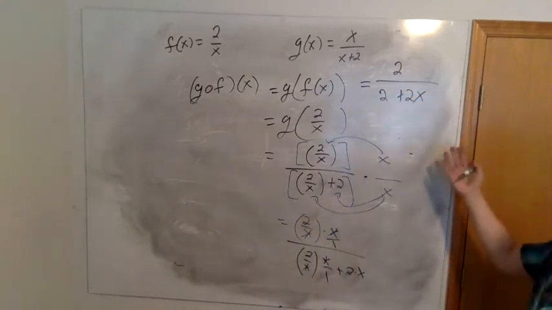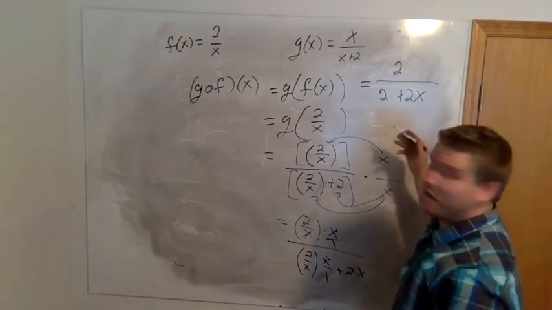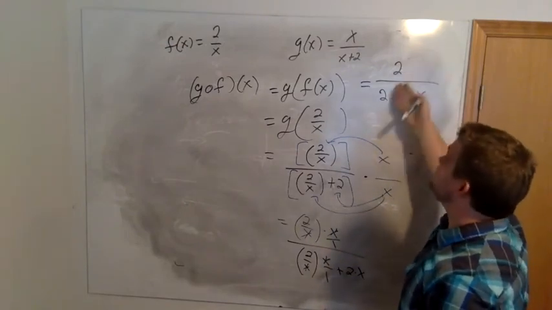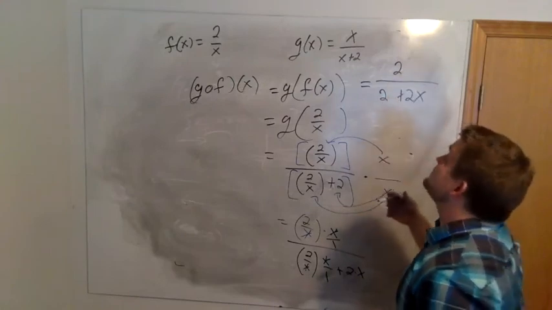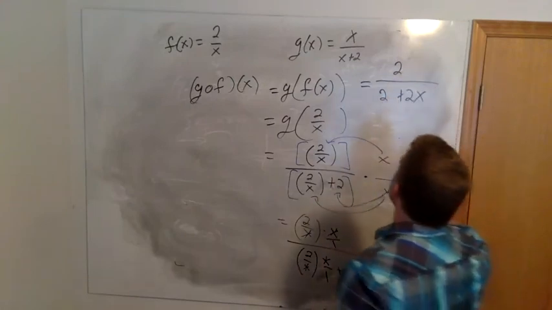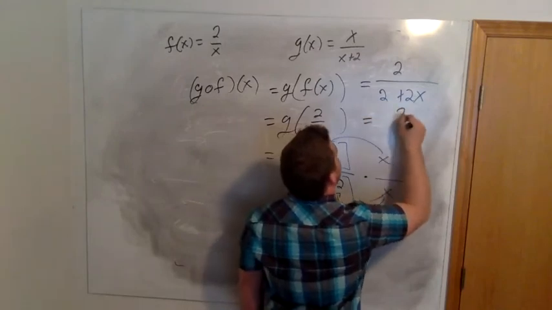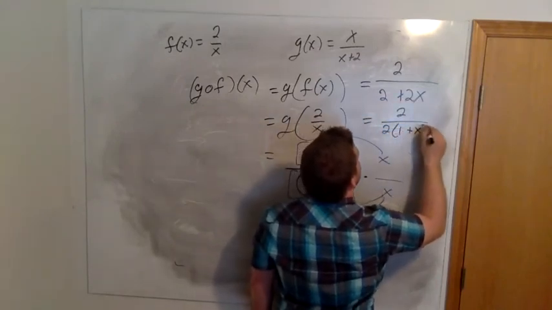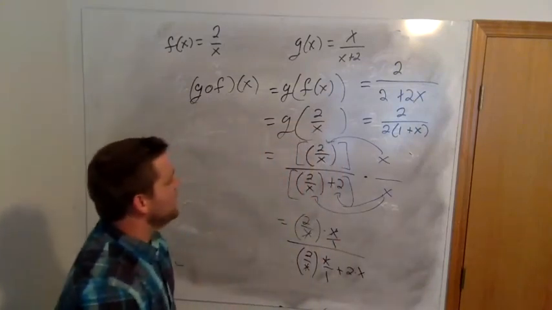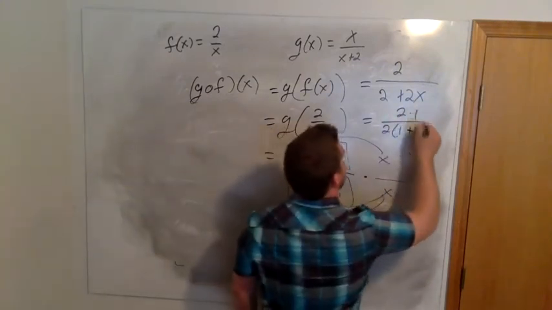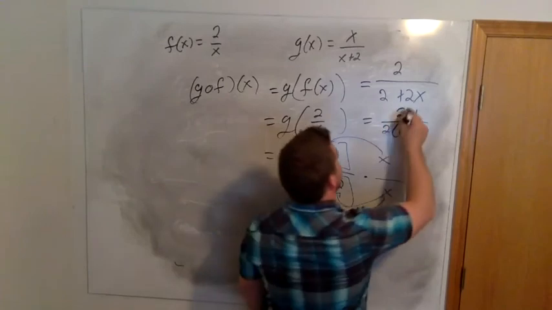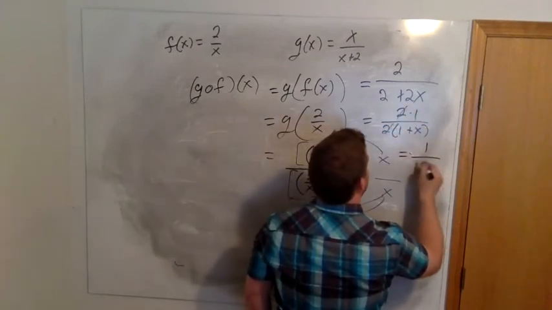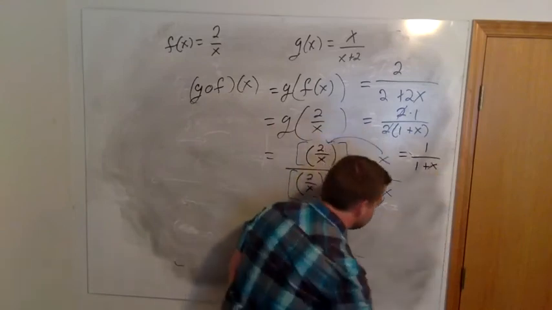Okay, we could go ahead and clean this up. Don't go cancel crazy. You can't cancel this 2 and this 2 because these are not common factors. I need to find common factors to cancel. So I need to factor a 2 out of the bottom: 2 times (1 plus x). Think of there being a 2 times 1 here. These 2's will cancel, and we're just left with 1 over 1 plus x.